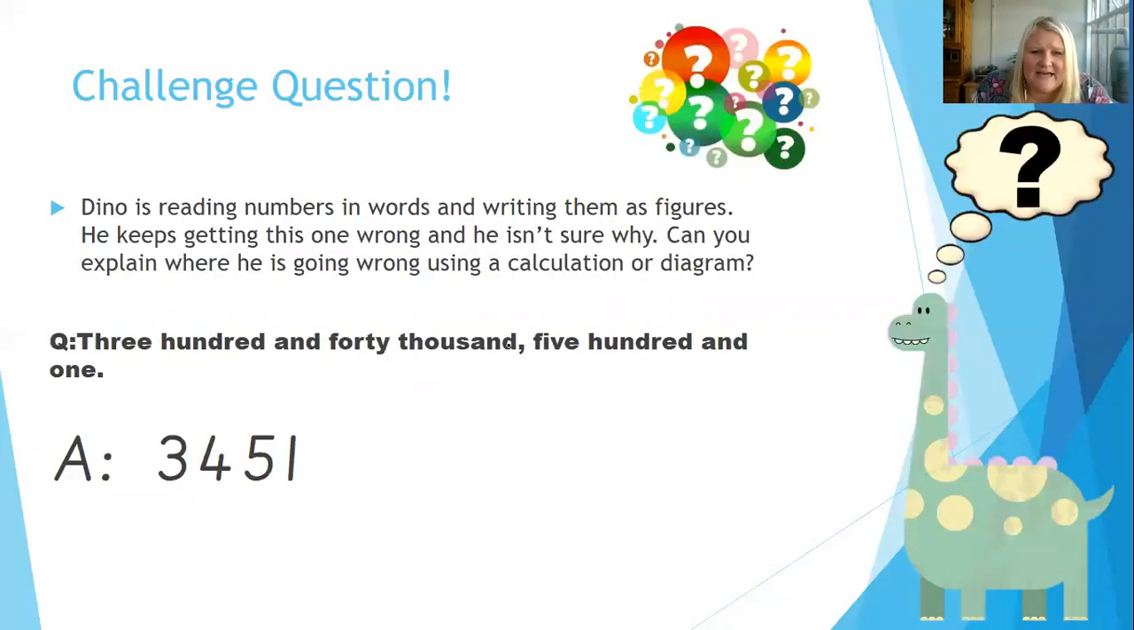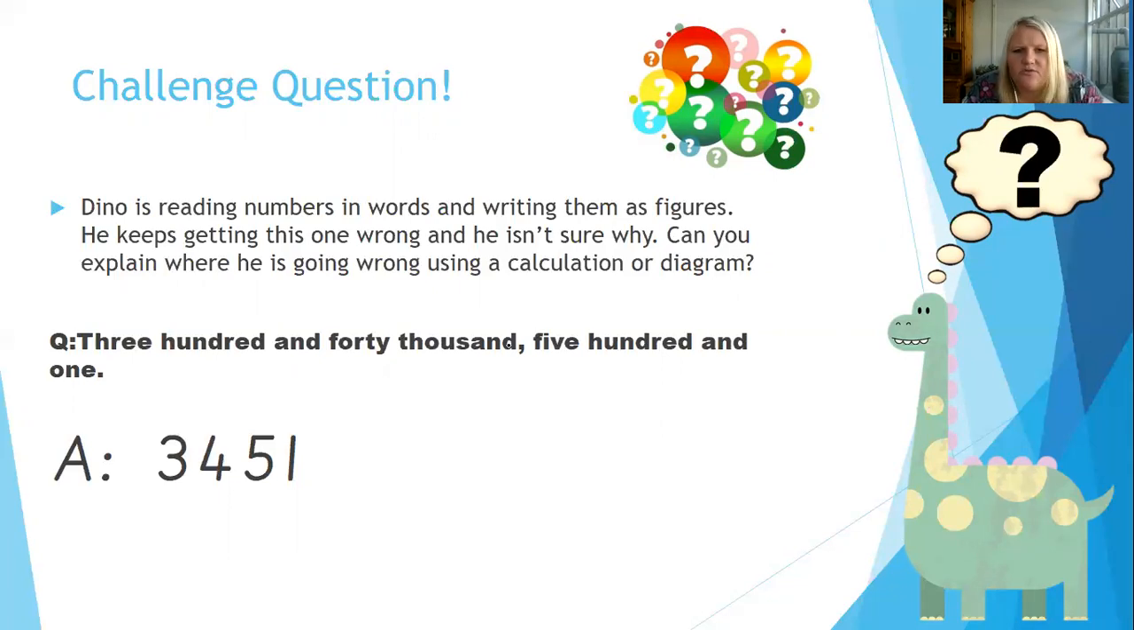It is today's challenge question. Remember the challenge questions, this is something for you to have a go at. Doesn't matter if you get it right or wrong, just like all of this, it's about giving it a go, and it's about thinking a little bit deeper about the learning objective that we're working on. So Dino is reading numbers in words and writing them as figures. He keeps getting this one wrong and he isn't sure why. Can you explain where he's going wrong using a calculation or a diagram?